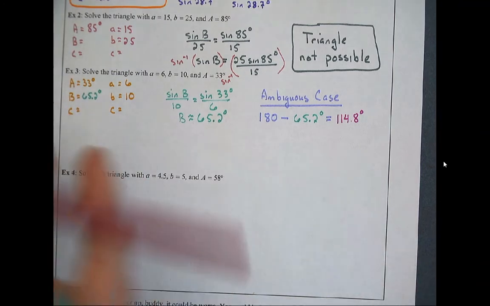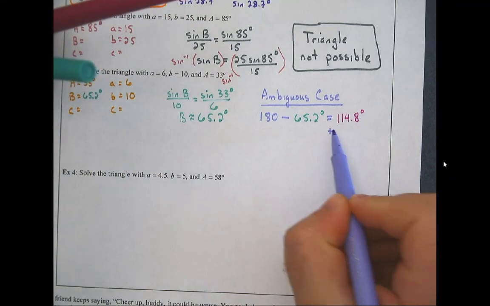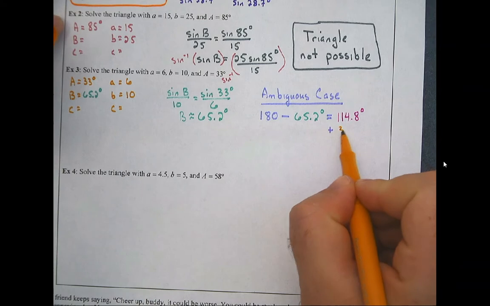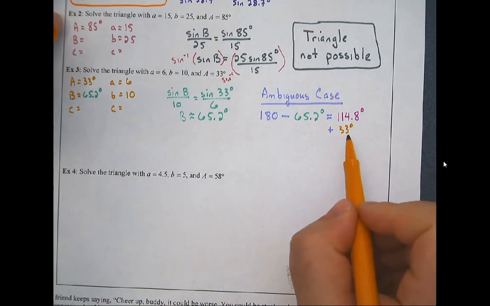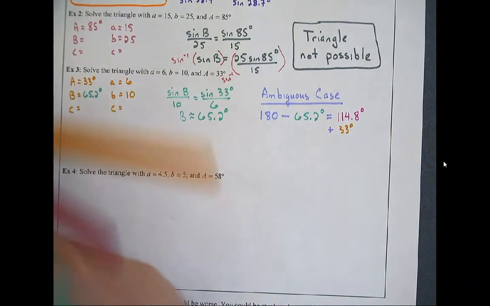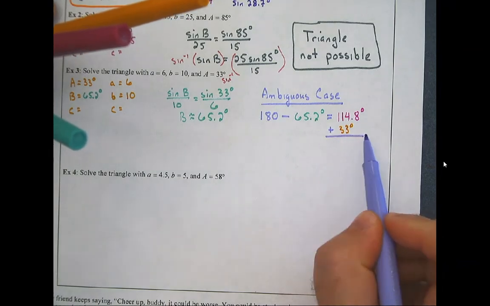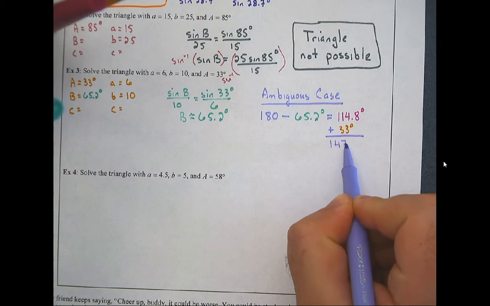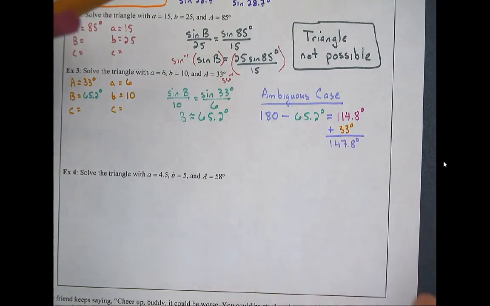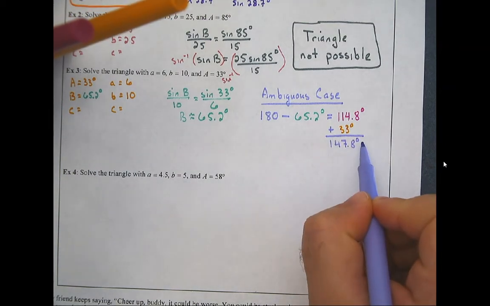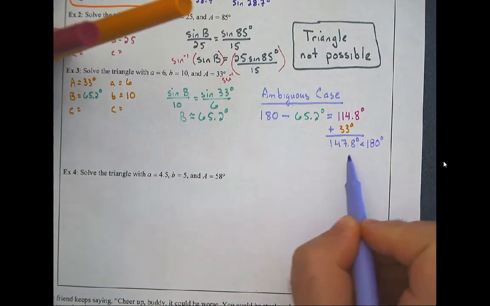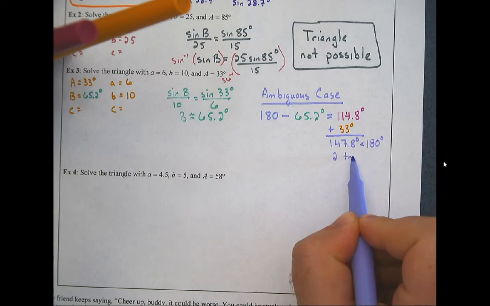So then I would add on the given value. I know that I have to have 33 degrees included in my triangle. So I'm going to add 33 degrees from the givens. And we would get 114.8 plus 33 was 147.8 degrees. If this number is less than 180 degrees, then you have two triangles.